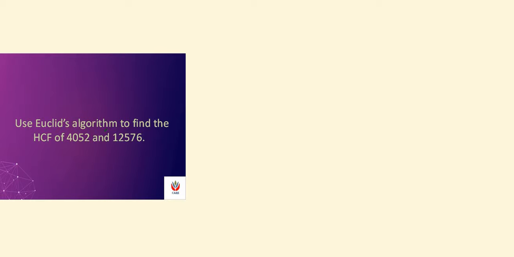In the first chapter, we are seeing all the example sums before 1.1. Use Euclid's algorithm to find the HCF of 4052 and 12576. First of all, you should know about two things. One is Euclid division lemma and Euclid division algorithm. There is a slight difference. You can see my previous videos.